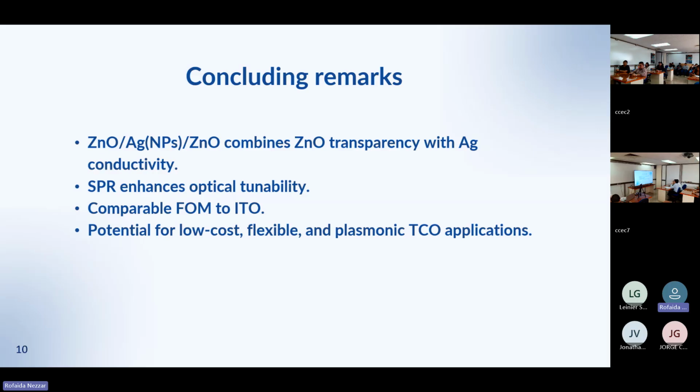And with a few structural optimizations, such as reducing the silver interlayer thickness slightly below 8 nanometers, or adjusting, let's say, the annealing temperature or time for better control over nanoparticle size, or possibly introducing a buffer layer to smooth interfaces, we could improve both the optical clarity and the charge transport.